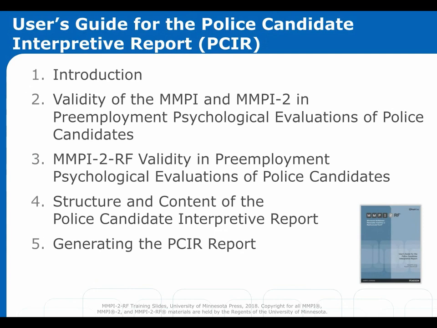The fourth chapter outlines the information provided in the police candidate interpretive report, which provides not only a test taker's scores on the restructured form, but also empirically guided interpretations of what those scores suggest about the individual based on the empirical findings discussed in Chapters 2 and 3. This chapter also describes the comparison sample of police candidates that can be used to compare specific candidates' responses and scores to. Finally, the fifth chapter outlines procedures for generating this type of report.